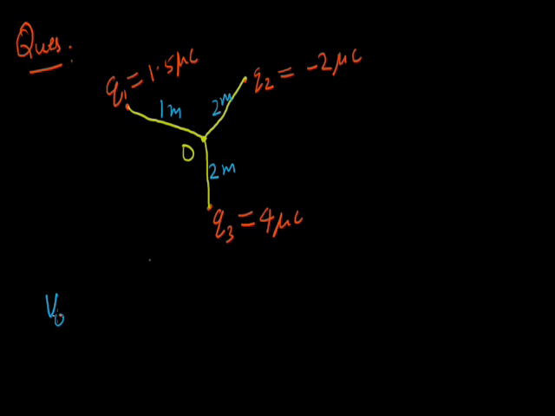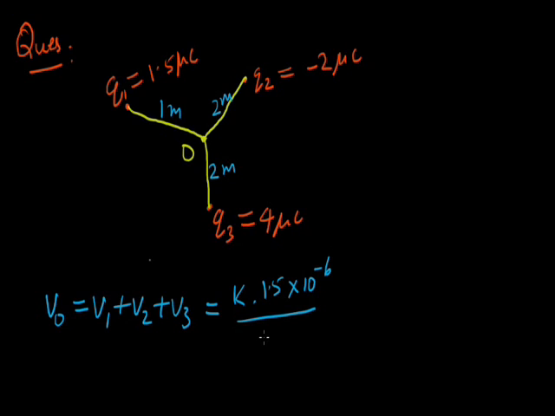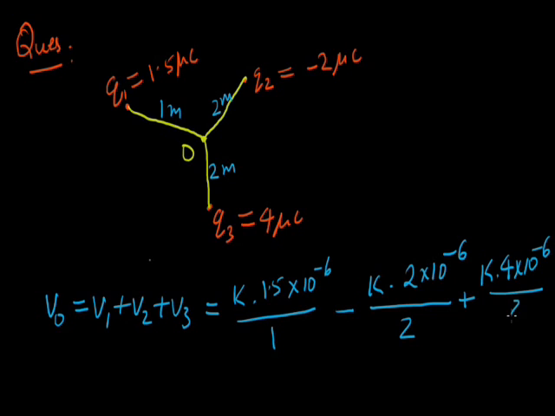The net potential at point O is V0. It will be equal to V1 plus V2 plus V3. V1 is K into Q1, that is 1.5 into 10 to the power minus 6 upon R1. For Q2, it is K into 2 into 10 to the power minus 6 upon R, and the minus sign will come because it is a negative charge. The third one is the same, K into 4 into 10 to the power minus 6 upon 2, the distance.